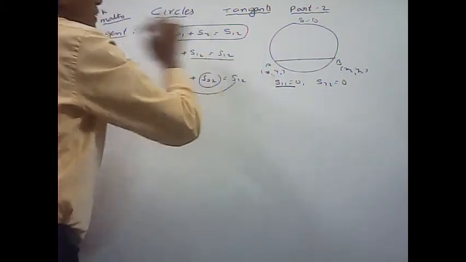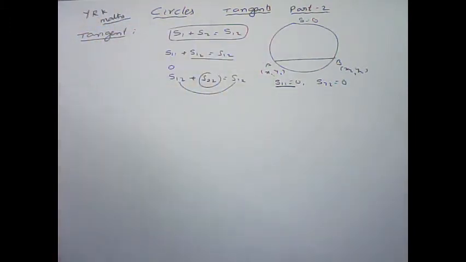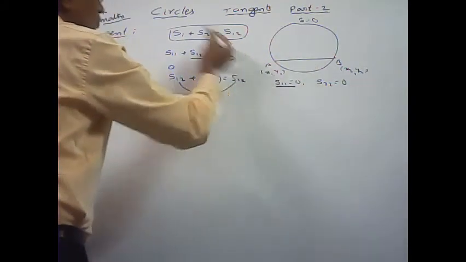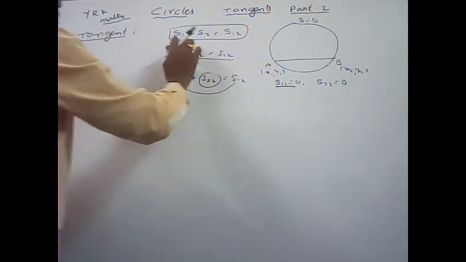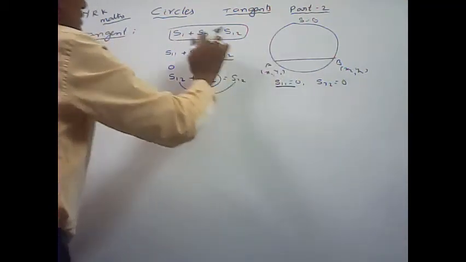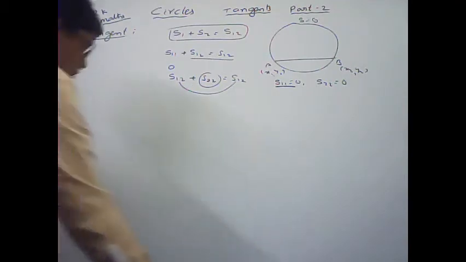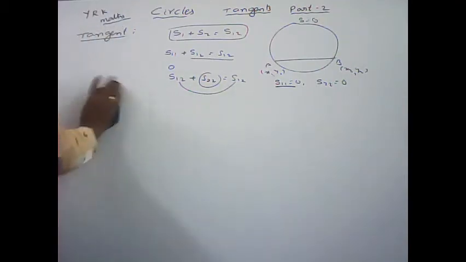This is a linear equation in two variables that passes through both the points. Therefore, that is the equation of the line passing through 2 points. So we can say that is the equation of the chord passing through the 2 points: S1 plus S2 is equal to S12.